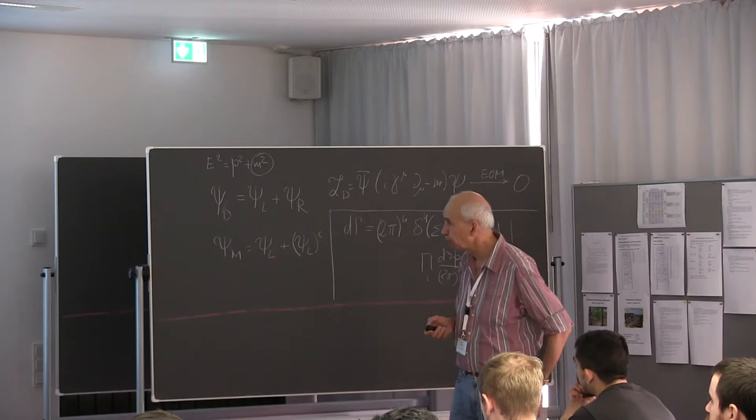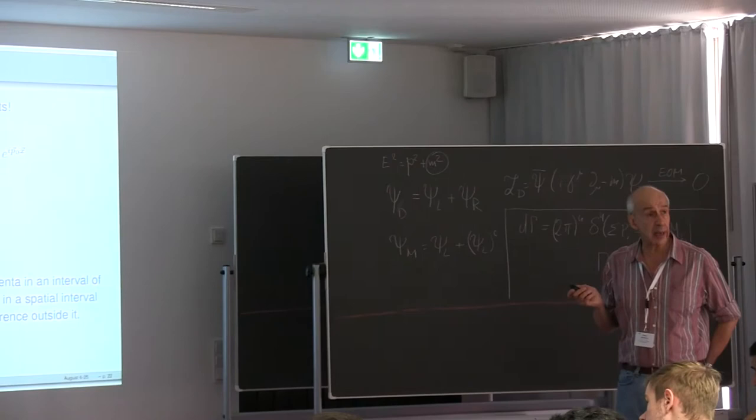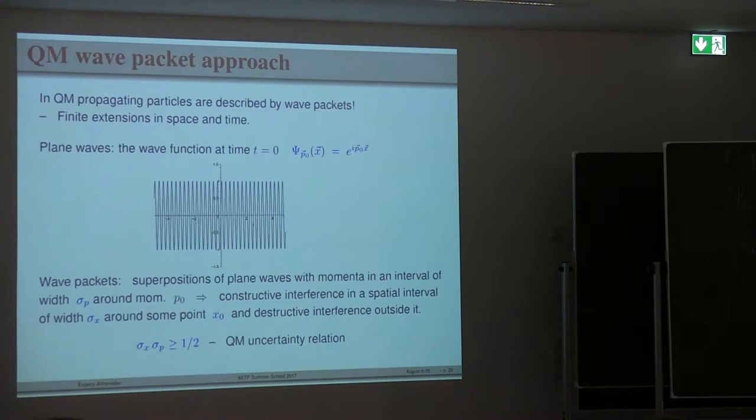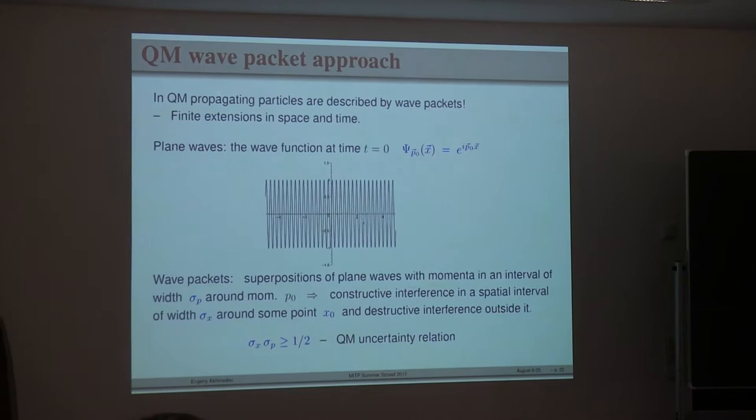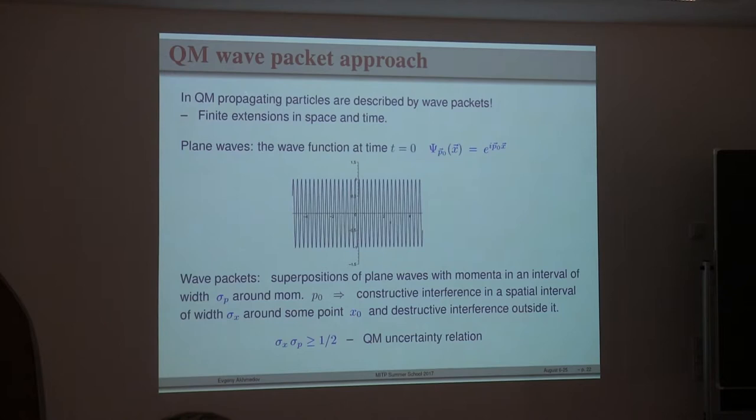Now, how can we describe localized states in quantum theory? By the way, in any good textbook of quantum field theory, the description always starts with wave packets, and only after that do you go to the plane waves. Take Peskin and Schroeder, for example. Always. Why is it so? Why should we start with this?